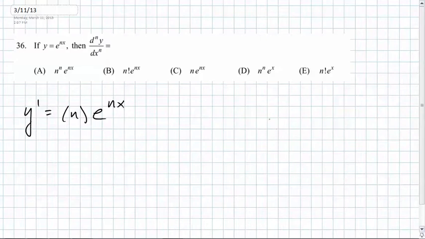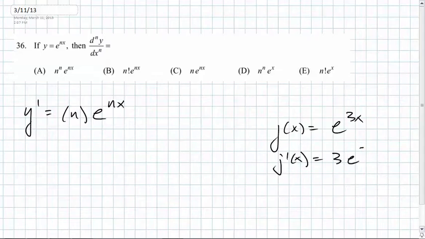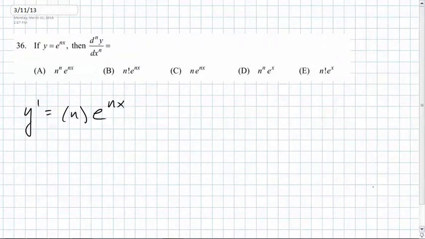Because what if j of x was equal to, I don't know, e to the 3x? What does j prime of x equal? 3e to the 3x. So if it's y equals e to the nx, what's the first derivative? N times e to the nx. So then what's the second derivative going to be?